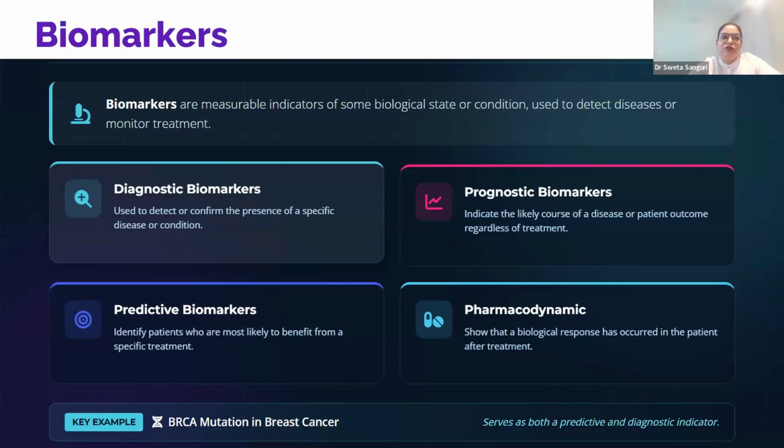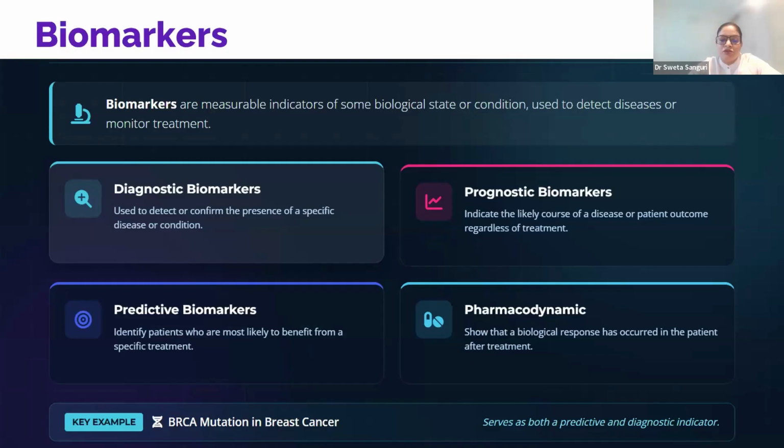The simplest example I could give is measurement of blood glucose level. It helps to diagnose and monitor diabetes. So that is a biomarker. Similarly, when we check cholesterol levels in our body, it helps us to assess the risk of cardiovascular diseases. So a biomarker is a measurable biological indicator that helps us to detect disease. It can also predict the outcome of the treatment, and it can also monitor whether the treatment is working or not.